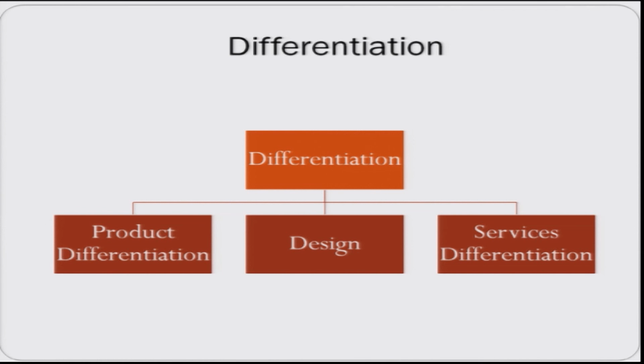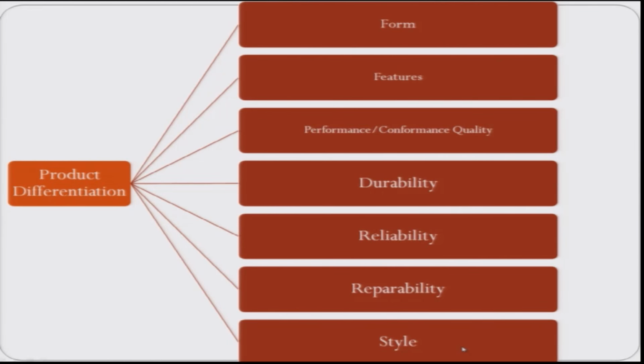Then you will also understand that we are talking about products or offerings in the market, and how these offerings are differentiated. Different offerings can be differentiated in different ways. There could be product differentiation, a design based differentiation, or a service based differentiation. In product differentiation, you will see that a product can be differentiated on 7 bases. So, a product can be differentiated in the type of form.